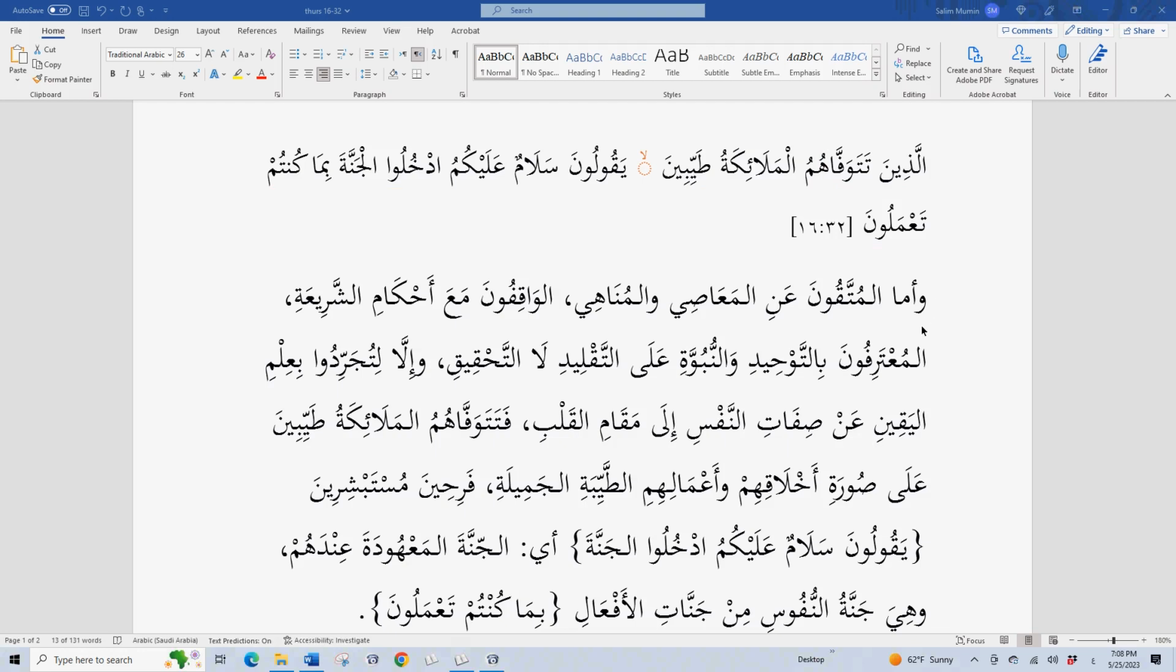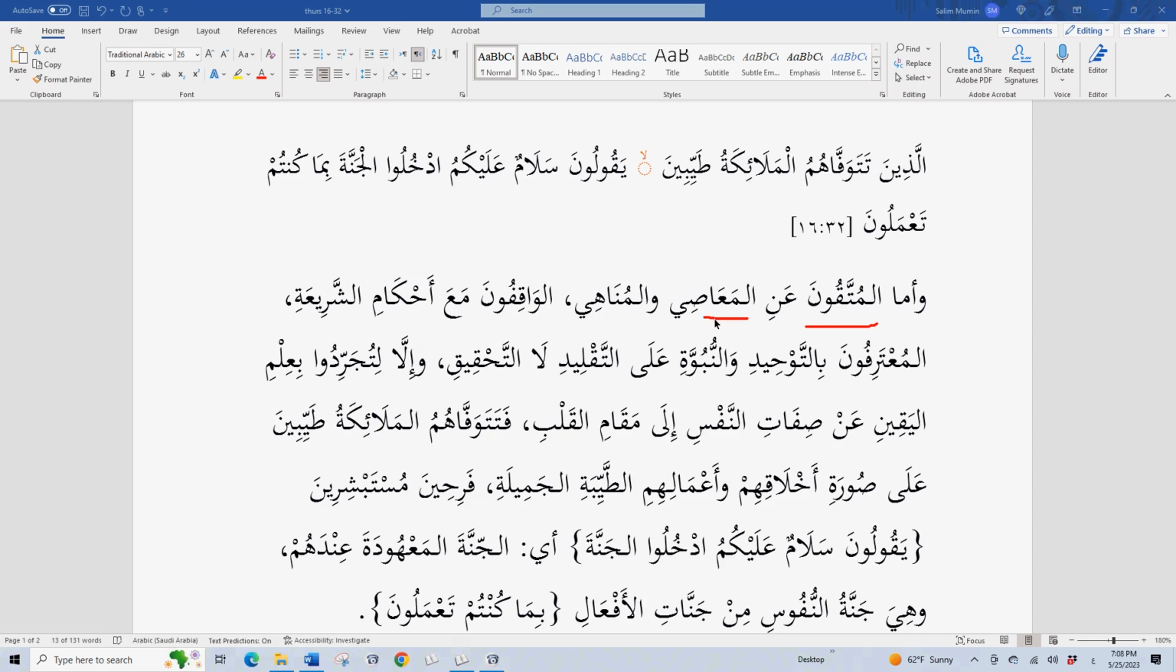Now, commenting on this, wa amma al-muttaqun. As for al-muttaqun, they are those who are conscious. They're conscious of what God wants in them, and this consciousness allows them to preserve and protect. Taqwa, from taqwa, is to protect and preserve, and we could say that which is in the soul, that which is in the heart. You want to protect and preserve something.